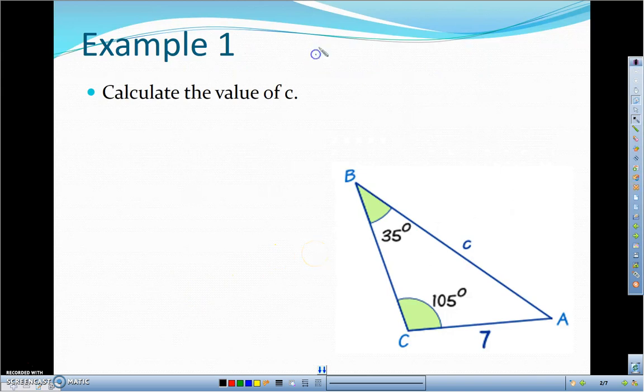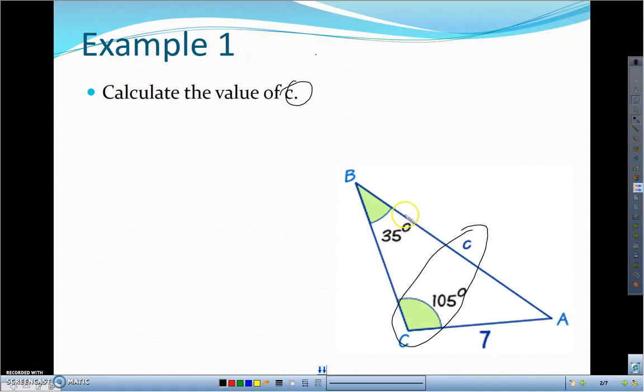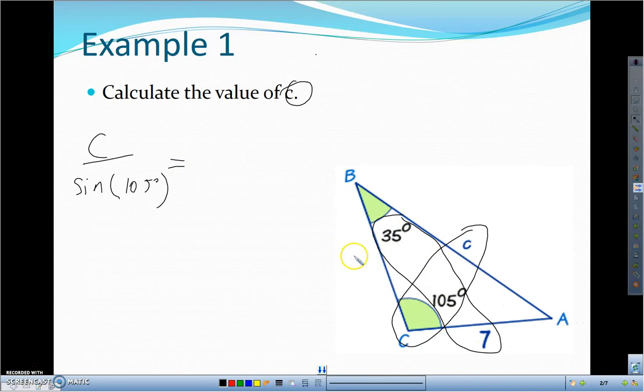This here is our first question, and we're being asked to calculate the value of c, which is a side length. And so I always teach my students to start with the thing that we want to solve. Here's also something which is usually very useful: we can circle the pairs of angles that match with the side lengths. So here we've got c, should be a lowercase c, c over sine of the angle C, which is 105 degrees, is equal to the other one that we have a matching pair for. We can't use a because we don't have angle A or the side length a, but we do have 7 over sine 35.